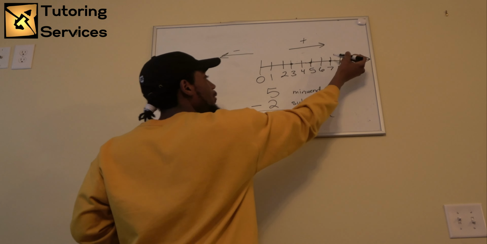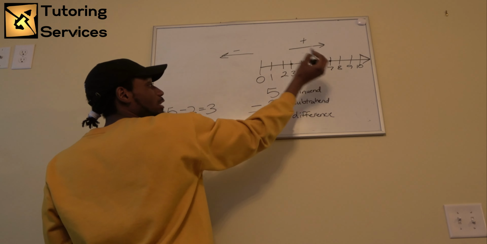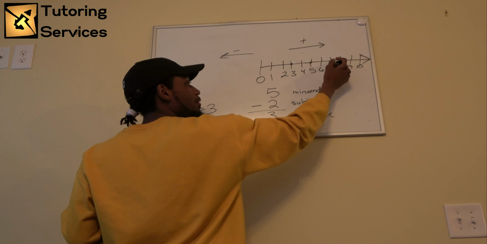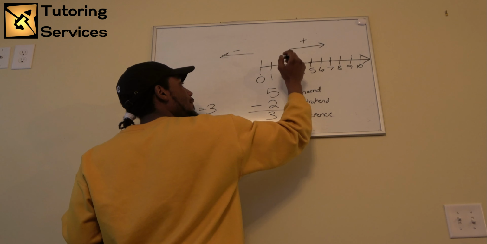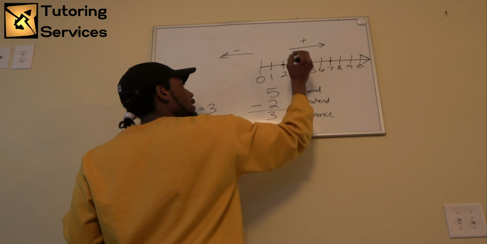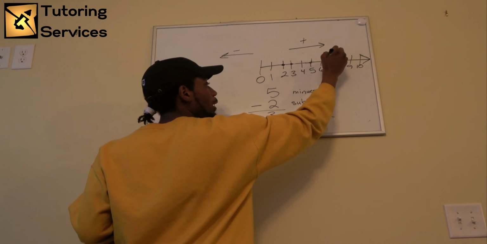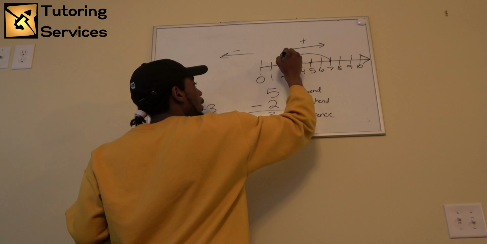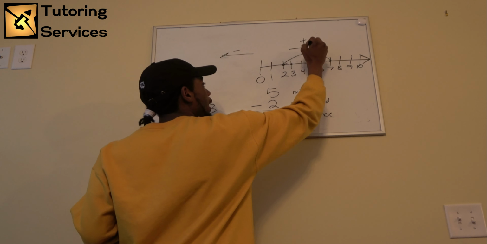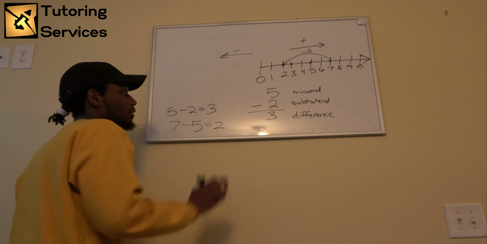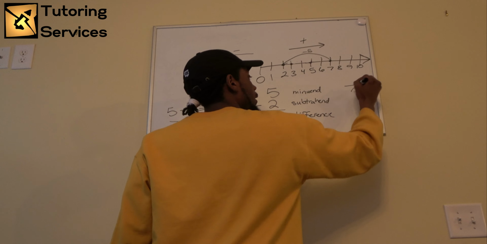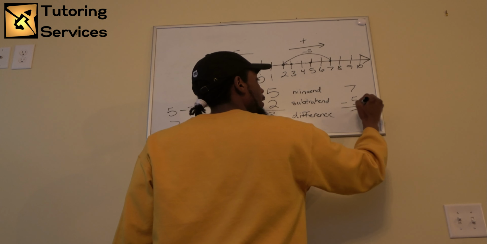So you start at 7, you go again, we're subtracting, so you go to the left and count to 5. 1, 2, 3, 4, 5. And where does that leave us? 2. Okay, so 7 minus 5 equals 2. Right? 7 minus 5 equals 2.